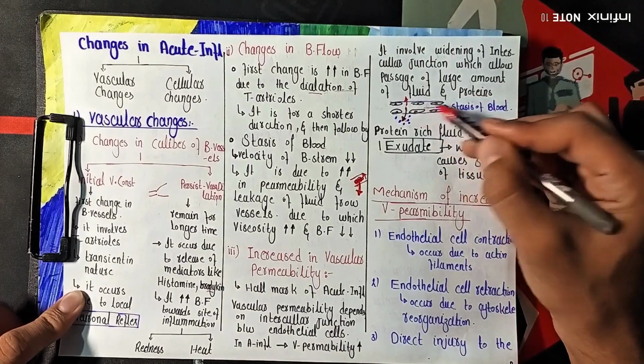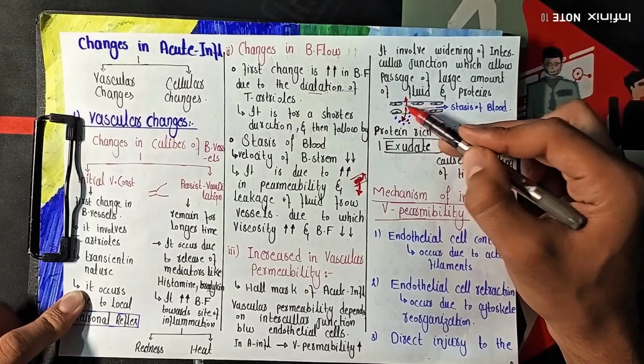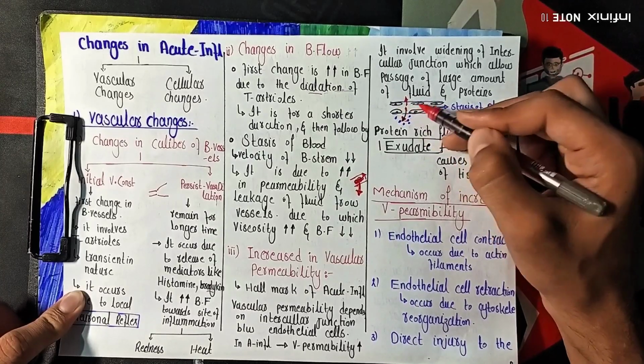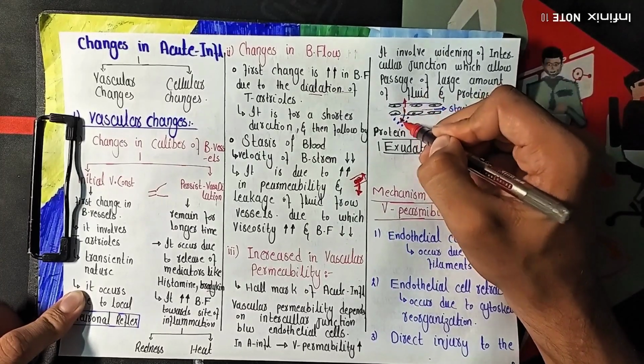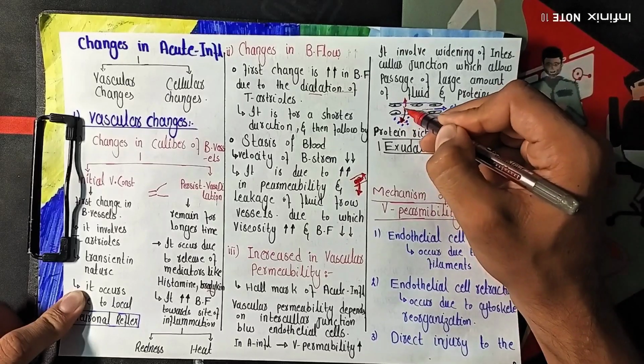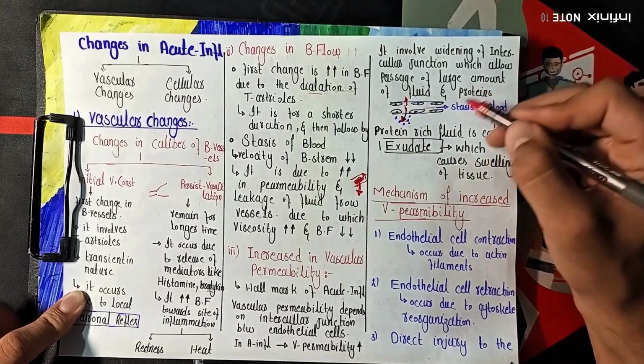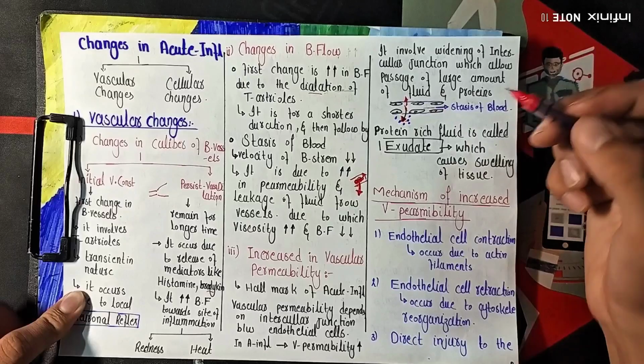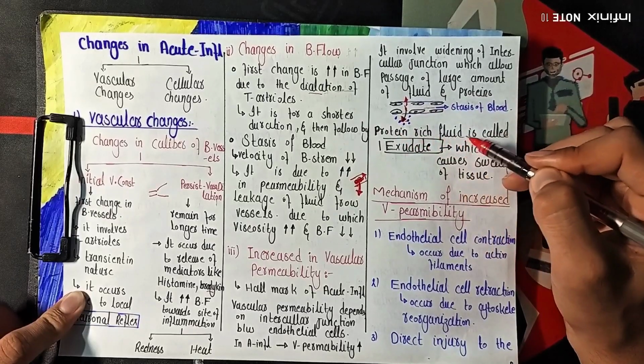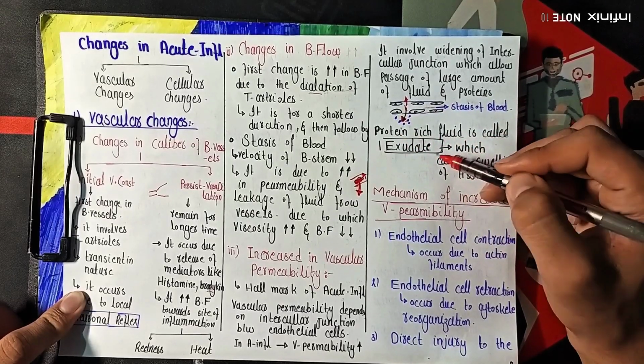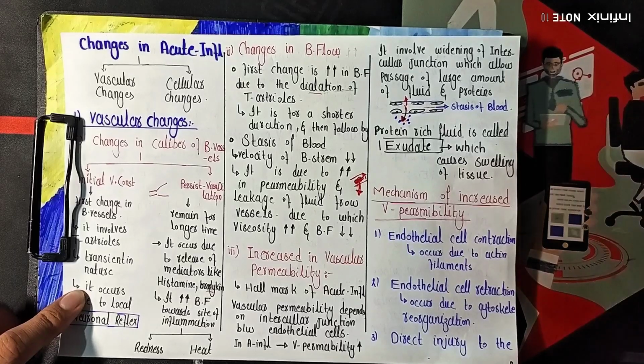Let's suppose अगर ये हमारे साथ blood vessel है, if there is increase in the intercellular junction between the endothelial cells, then a large amount of the fluid and the protein molecules leak out from the blood vessel into the interstitium, and there is stasis of blood inside the blood vessel, and this protein rich fluid is known as the exudate, which leads to the swelling of the tissue.